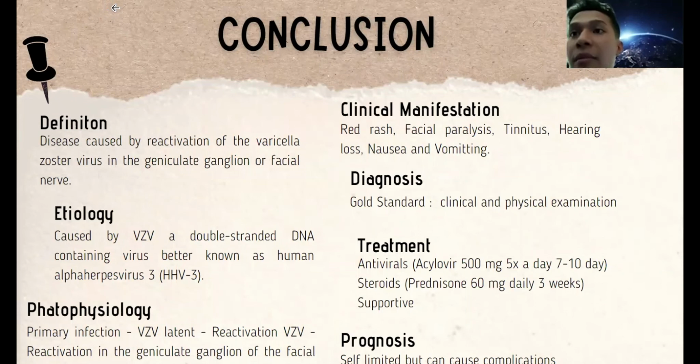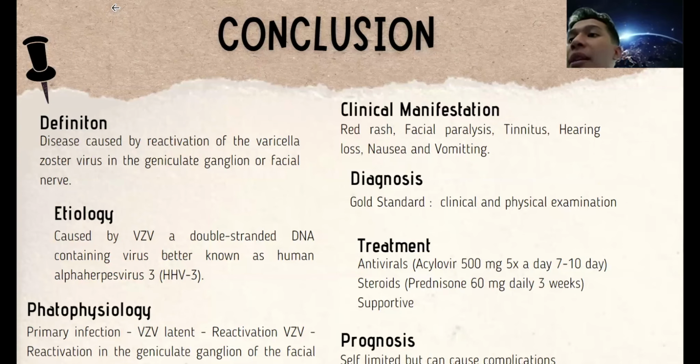I would like to explain about the conclusion of this student project. The definition is a disease caused by reactivation of the varicella zoster virus, or VZV, in the geniculate ganglion or facial nerve. The etiology is VZV, a double-stranded DNA virus better known as human alpha herpes virus 3. The pathophysiology starts with the primary infection, then the VZV becomes latent, and then reactivation occurs in the geniculate ganglion in the facial nerve.